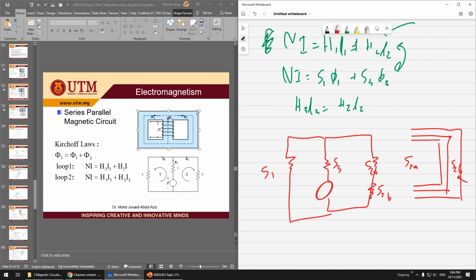This one, no need to focus too much. Usually this one is complicated, but if this topic gets into your test or exam, I will give you more explanation on this. So no need to worry.